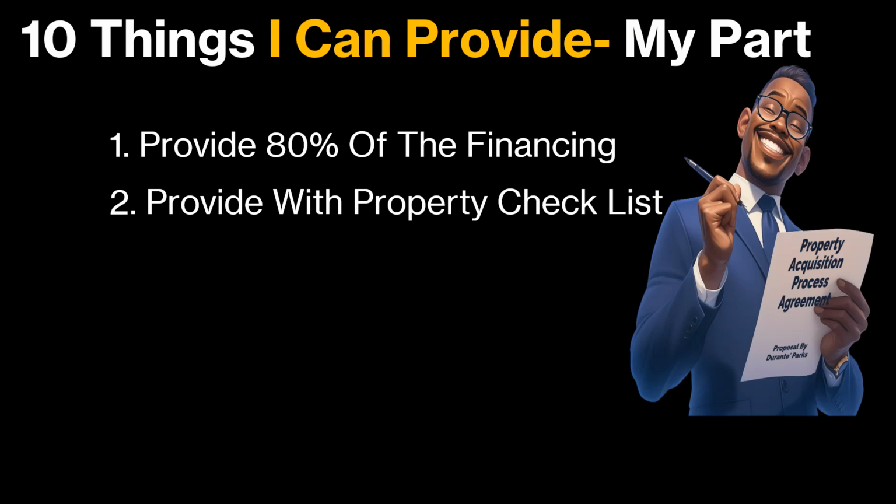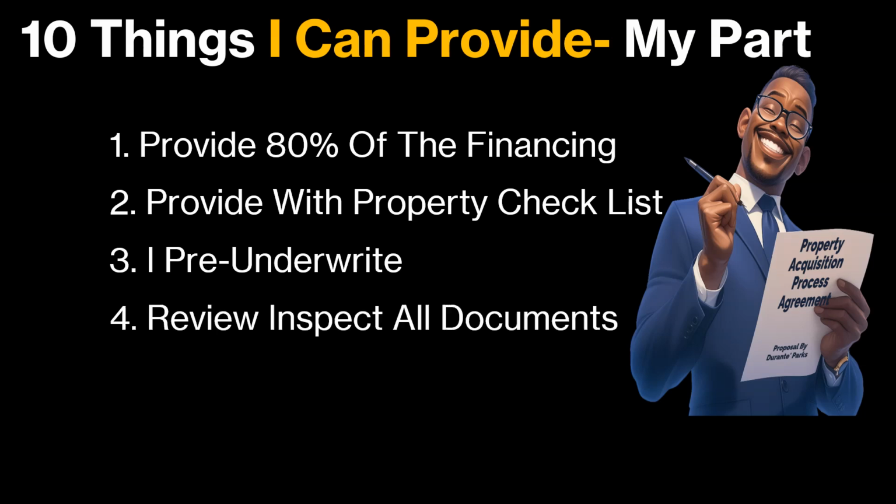I can provide a property checklist on what to look at and what not to look at, types of properties, the requirements, the parameters. Can I do that? Yep. Where do I get this from? I get this from my funder. I can pre-underwrite the deal. Who does that? My lender. I can review and inspect all the documents. I do that anyway, okay? I'm doing it now for him.